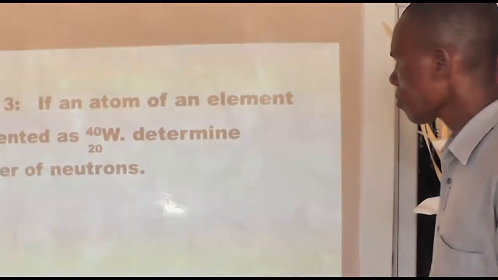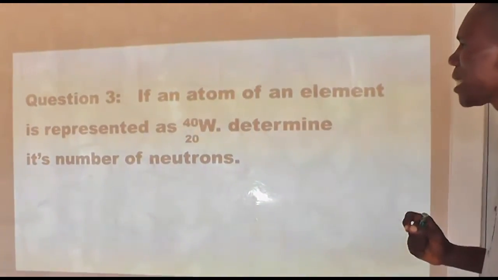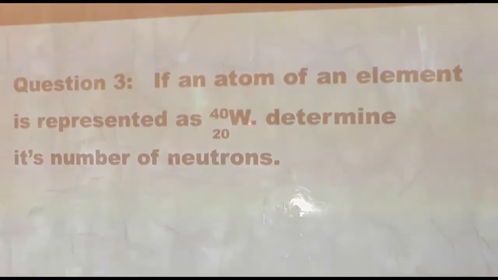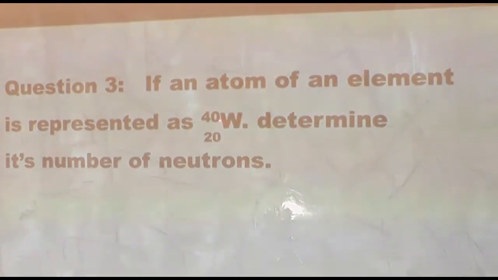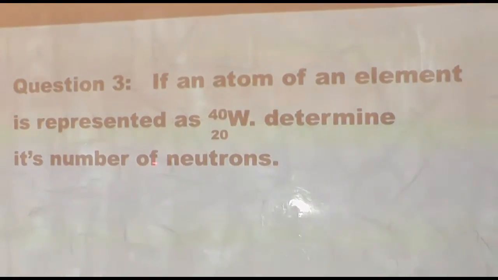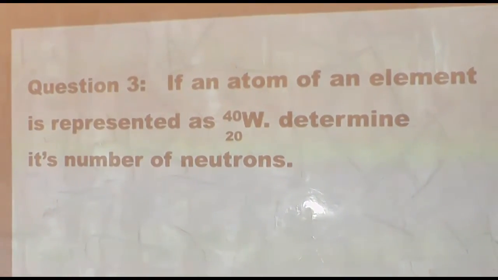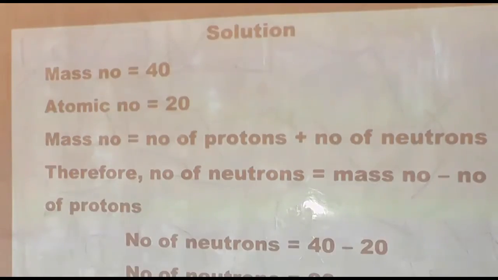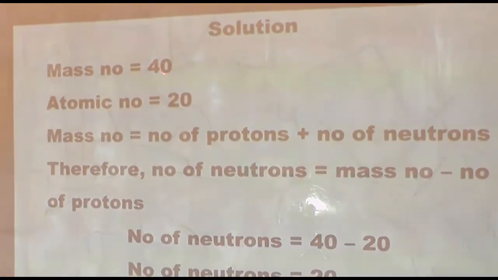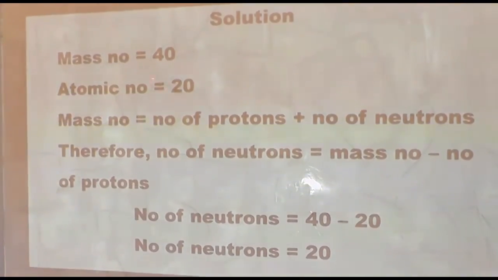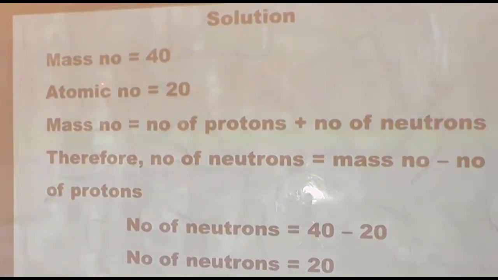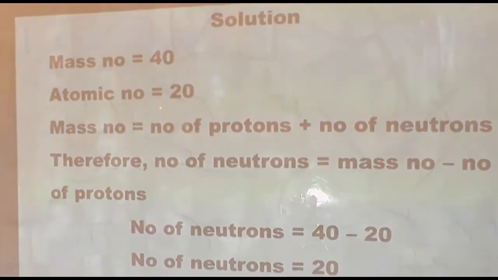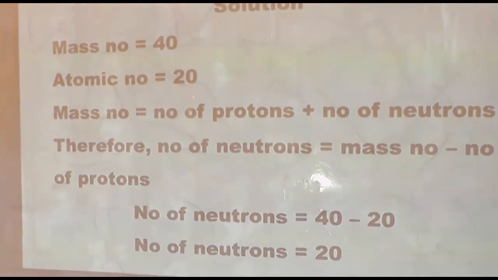Question number 3. If an atom of an element is represented as W with an atomic mass of 40 and an atomic number of 20, determine its number of neutrons. As a way of solution, we know that the mass number is equal to 40, given. Atomic number is equal to 20, also given. Also remember that the atomic number is equal to the number of electrons.